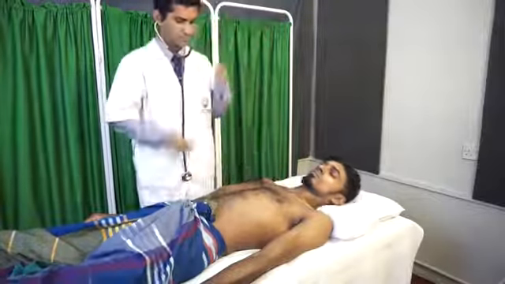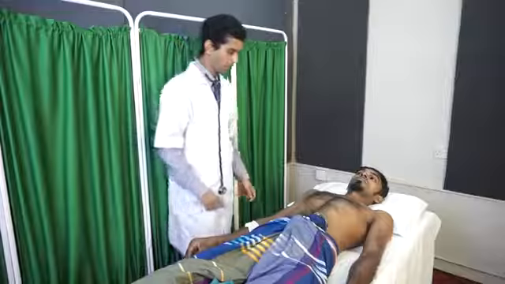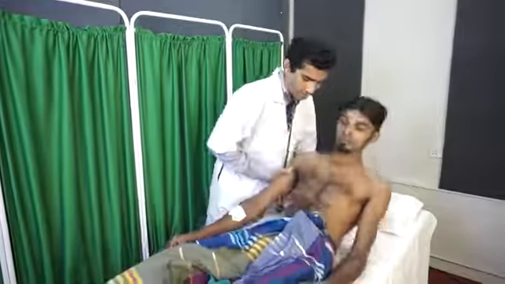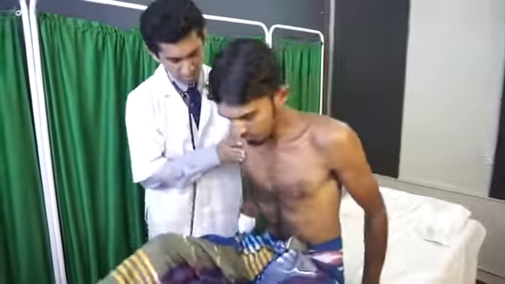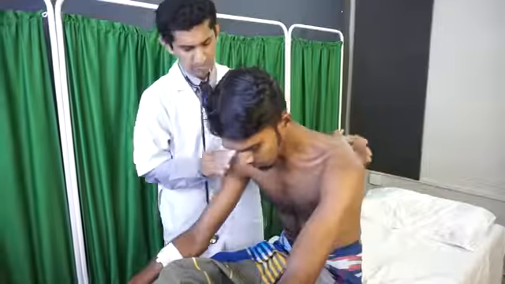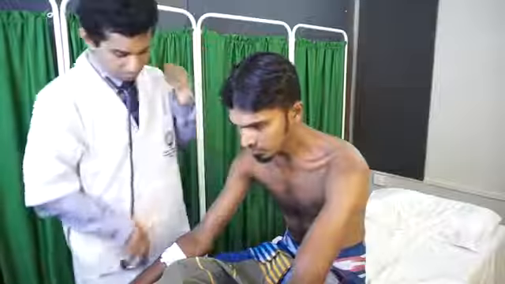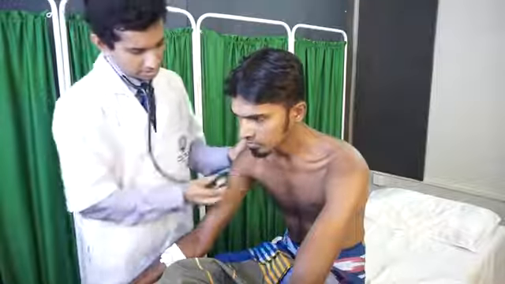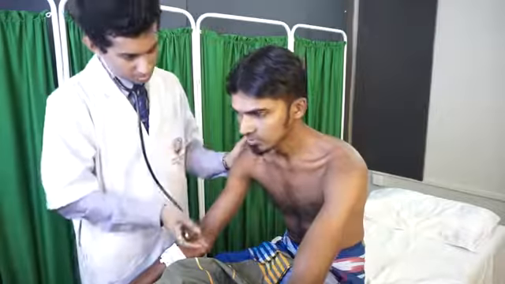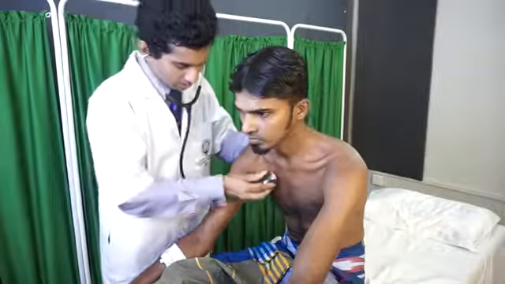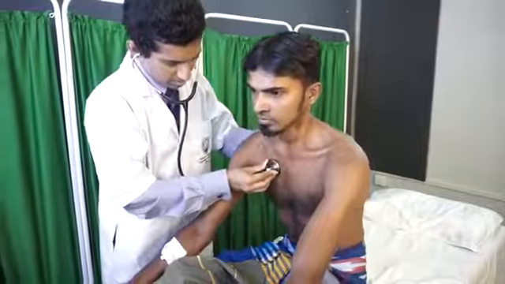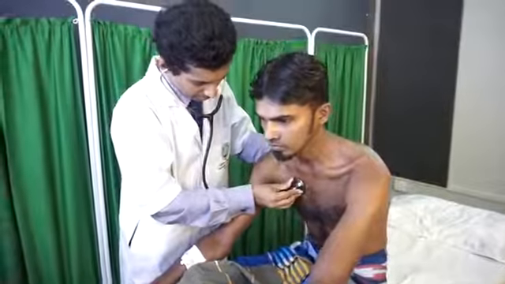In order to elicit aortic regurgitant murmur, it is important to position the patient to a seated position and instruct him to take a deep breath and hold it down, and the candidate auscultates for possible early diastolic murmur.